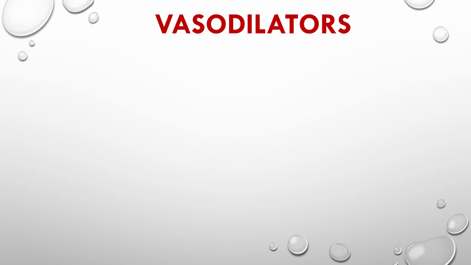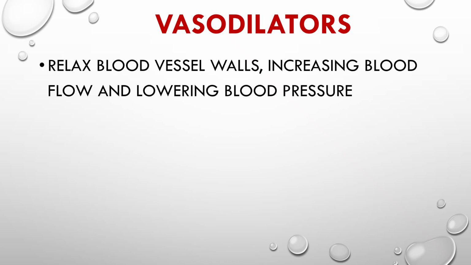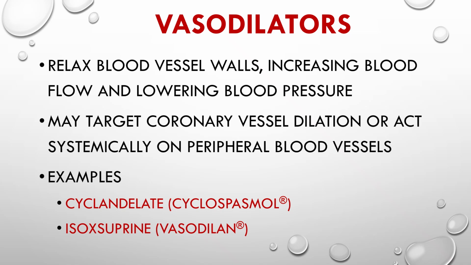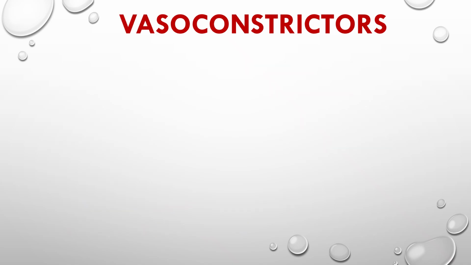Our vasodilators, we've kind of already mentioned whenever we talk about the heart agents, but put it in here again. These are going to relax the blood vessel walls to increase blood flow and lower blood pressure. Again, the coronary vasodilators just target the coronary arteries that go around the heart, or others would go systemically to all of the blood vessels. So some examples here, cyclandelate and isoxsuprine.